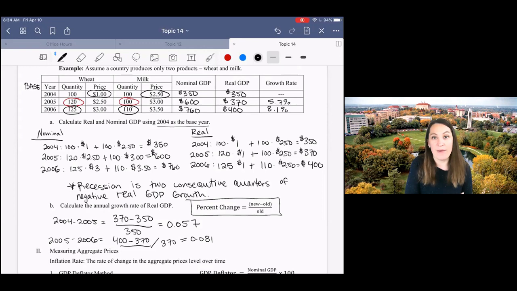Okay, we've talked about aggregate production. Why do we care about aggregate production? We talked about using the expenditures method, what gets included in our GDP calculations and what doesn't get included in our GDP calculations. Then we talked about the difference between nominal and real GDP, calculating the growth rate of real GDP, and how that's used to define recession and expansion. So the next topic we're going to talk about is changes in aggregate price level. I'll see you in the next video to get that started.